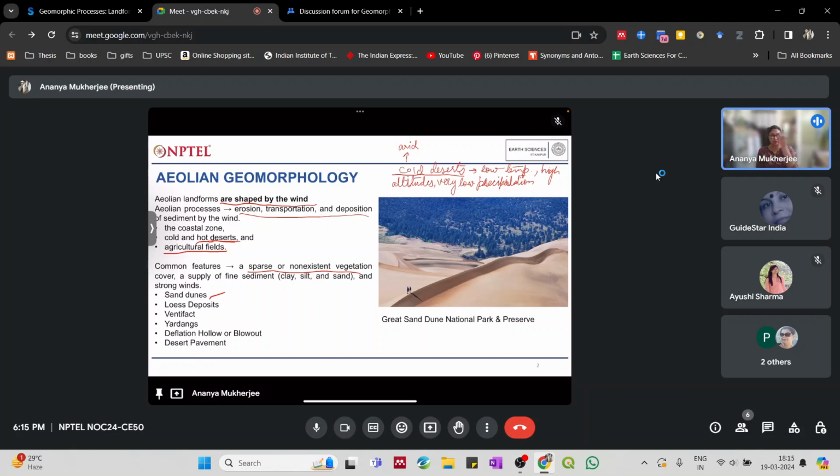Some of the examples of the geomorphic features that we will see are obviously sand dunes. Whenever we picture a desert, we are always shown, in different types of visual aids, sand ridges and sand dunes. Then you have loess deposits, ventifacts, yardangs, deflation hollows, blowouts, and desert pavement. These are some of the common examples associated with aeolian geomorphic processes.